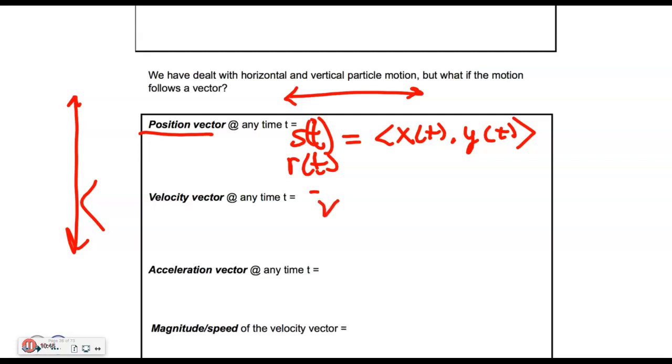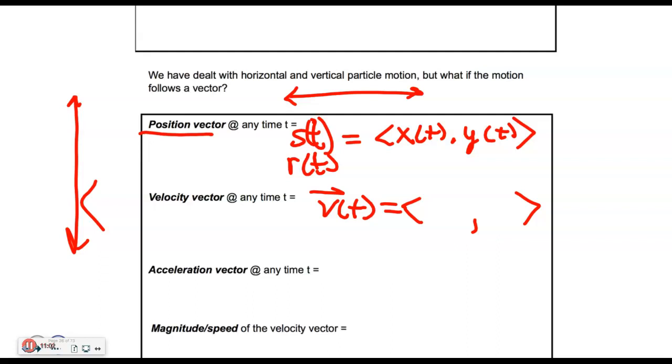Velocity actually is truly a vector, and we call that v of t. Your intuition should work very well for this. How do you think you're going to get it? dx dt, comma, dy dt. There's just going to be two components.